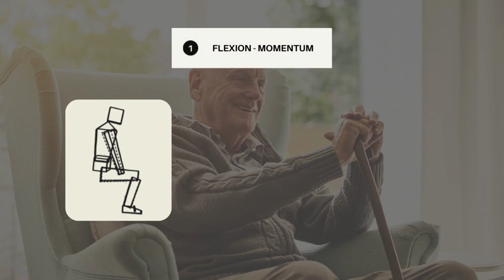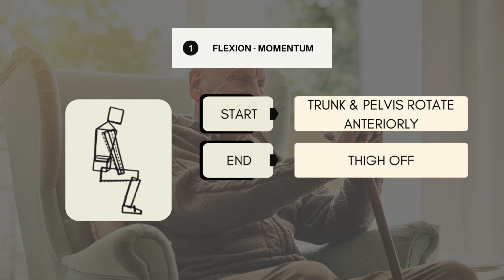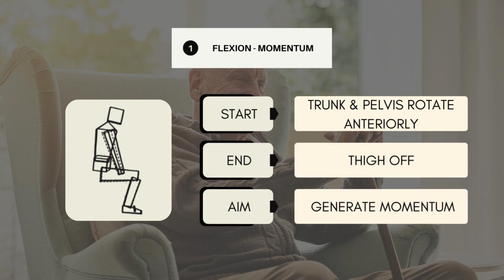In the first phase, the flexion momentum phase, the start of this phase is when the trunk and pelvis rotate anteriorly, and the end of this phase is when the tie-off happens off the chair. The main aim of this phase is to generate upper body momentum to prepare for the next phase.